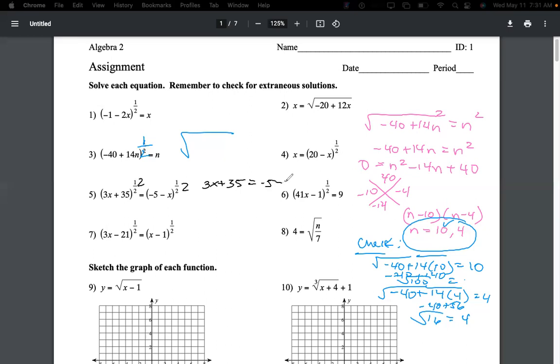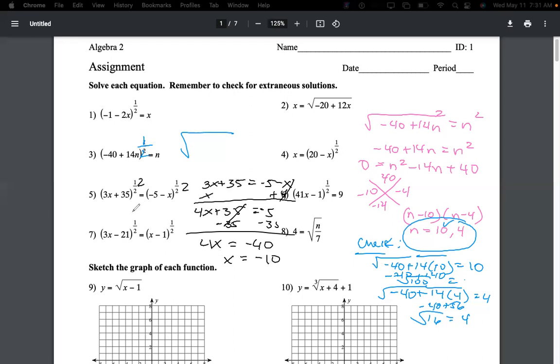equals negative 5 minus x. And so now what we're going to do is get our x's on one side and numbers on the other in order to solve for x. So I'm going to add x to both sides. And so that'll give us 4x plus 35 equals negative 5. I'm going to subtract 35 from both sides. And so that's going to give us 4x equals negative 40. So x would equal negative 10, right?